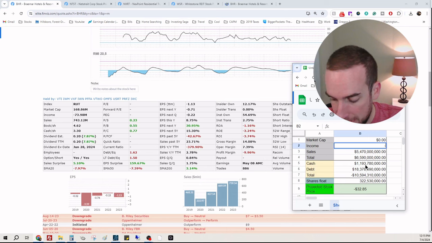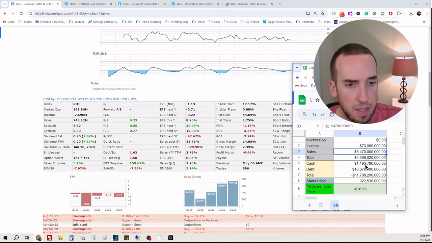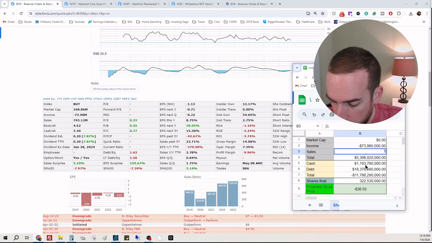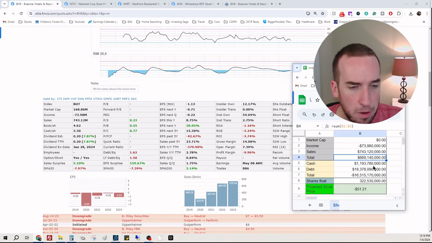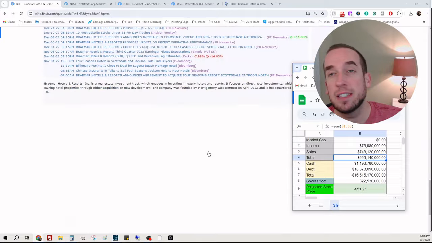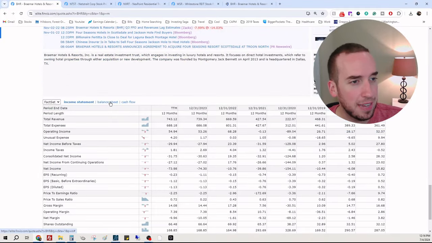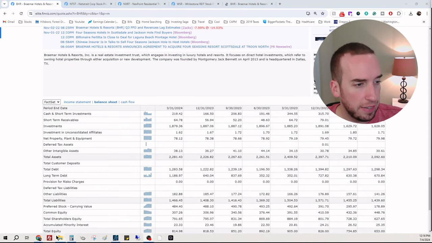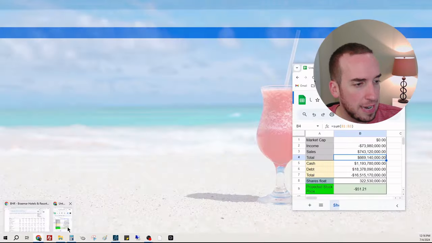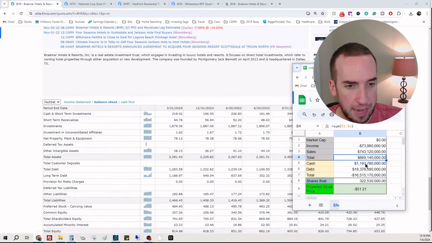Is income. This is minus 73,980,000. Sales is 743,120,000. Yes. Perfect. Okay, cash on hand. Let's see what they got. And we'll look at the quarterly. All right, they have 219 million in cash.